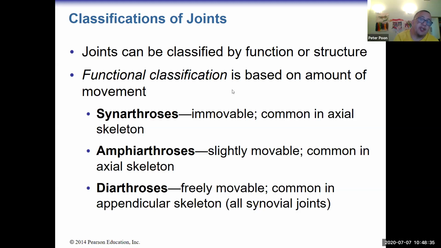The diarthrosis are freely movable. They're common in the appendicular skeleton, and all synovial joints are diarthrosis, and we'll get into what synovial joints are and why that's important.